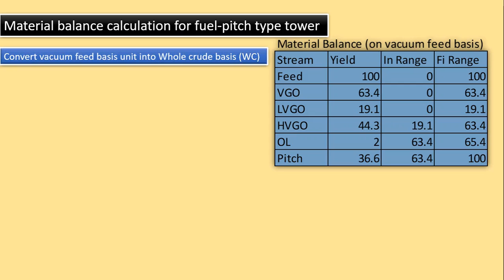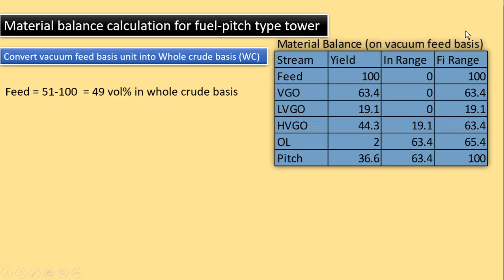Now the next step is to convert these values into the whole crude basis, as these are the values on the basis of the feed of the vacuum. How can we do it? We know that the feed is on the whole crude basis, from 51 to 100 volume percent, that is 49 volume percent. So this is the whole crude basis.